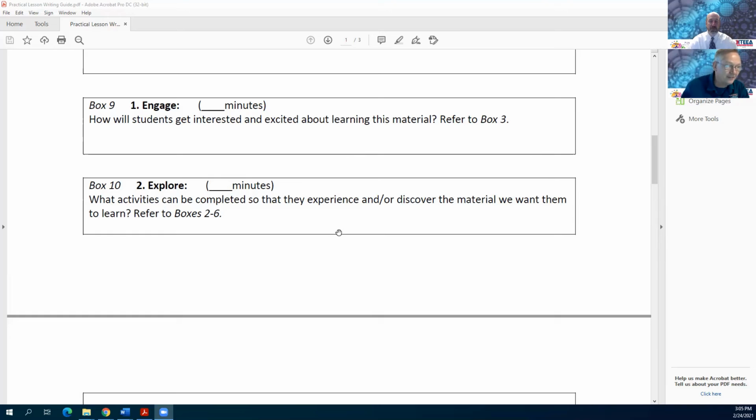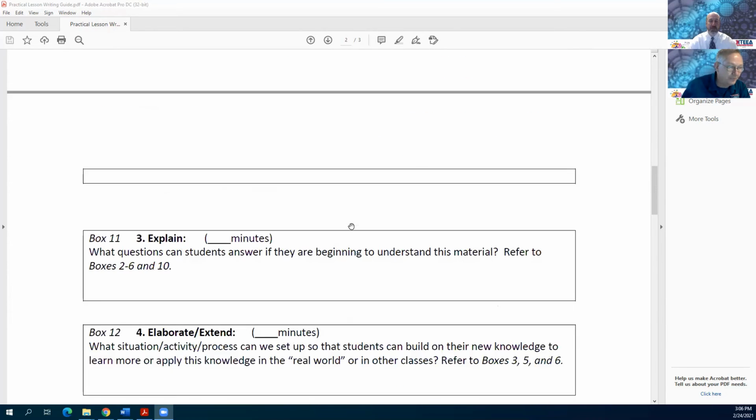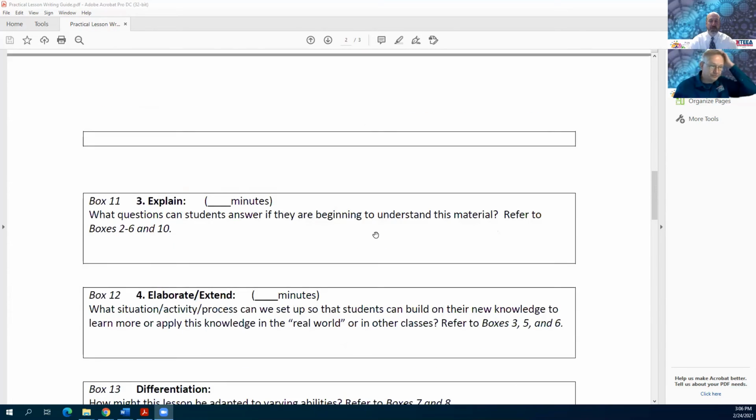So what activity can we do that will get the students to discover what we want them to learn? Okay, the explain section. This is the easy part. If they're learning what we want them to learn, what questions can they answer? So with that tourniquet lesson, we say, what's a tourniquet? They say, it's a strap that goes around a limb and you tighten it with a stick.